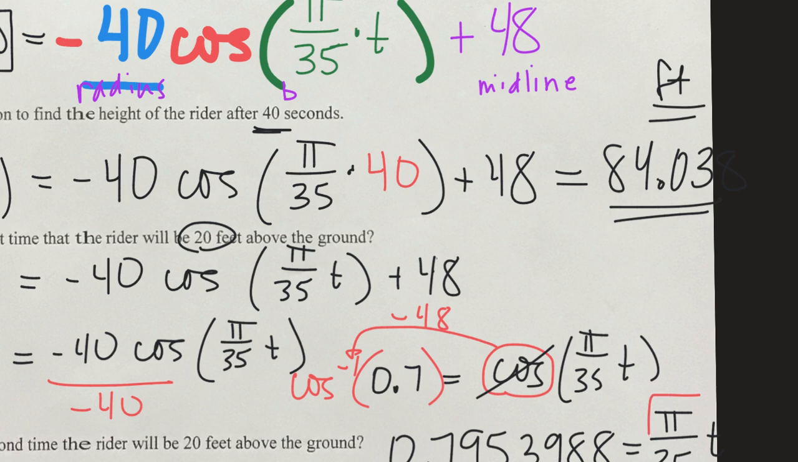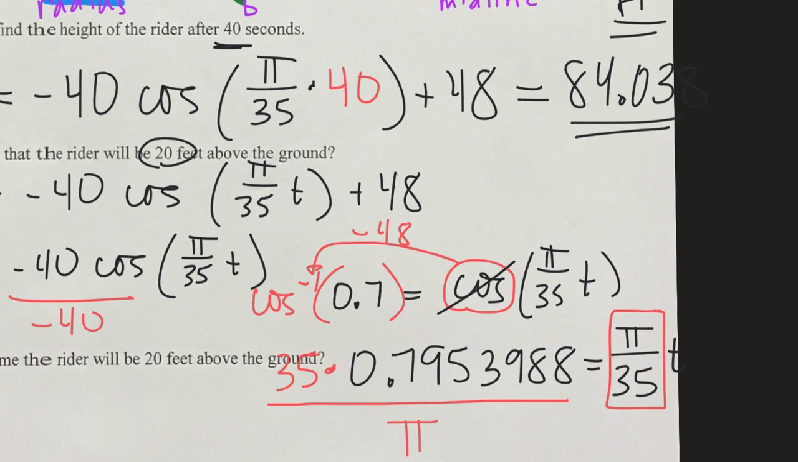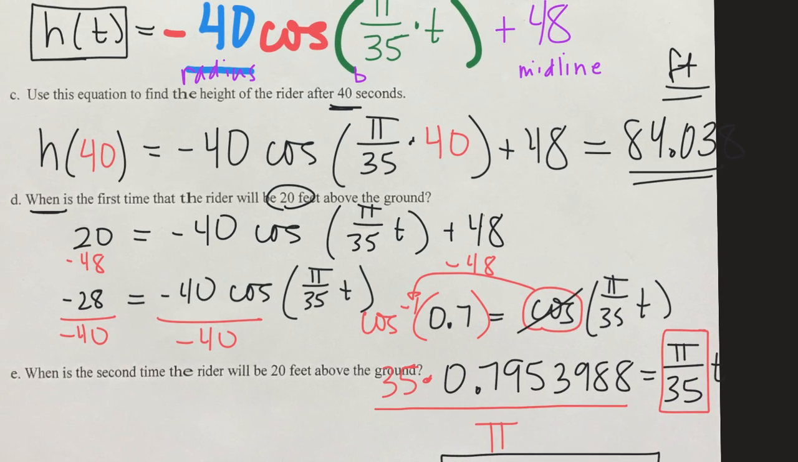And our last step is to multiply by the reciprocal of your fraction. So we're going to multiply by 35, and then we're going to divide all of that by pi. Okay, so multiply your fraction times 35, and then divide that answer by pi, and I get a time of 8.86 seconds, right? These units are in seconds, so my answer is in seconds. It takes me 8.86 seconds to go from 8 feet, where I started, to 20 feet.